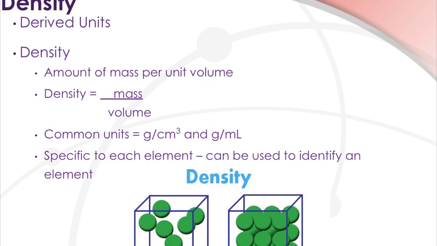Okay, last thing we're going to talk about here is the equation for density. This is really the first true science equation you're going to get from us this year. Density is the amount of mass per unit volume, how much stuff you've got packed into certain amounts of space, right? Okay. The equation looks like this, right? Density equals mass over volume.